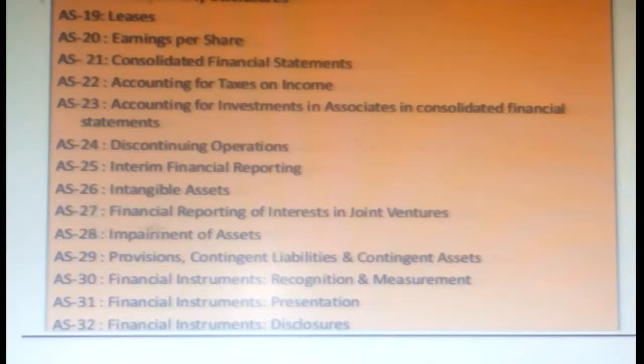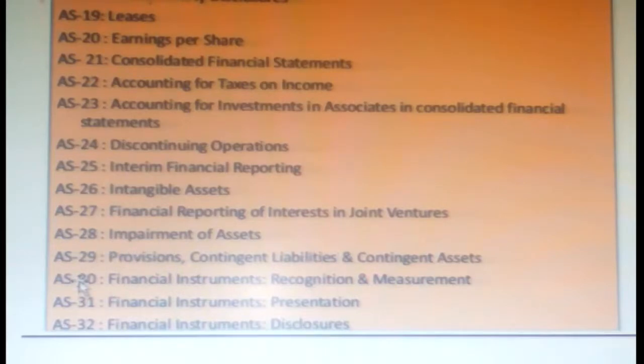Then AS 27, financial reporting of interest in joint venture. So what is a joint venture? For a specific purpose, for a specific period, they have to work together. That is called a joint venture, correct? For the particular period. That will be discussed here, the financial reporting in accounting standard 27. Then 28, impairment of assets. So any defect of the assets or damage to the asset, how they have to account. AS 28, impairment of assets.